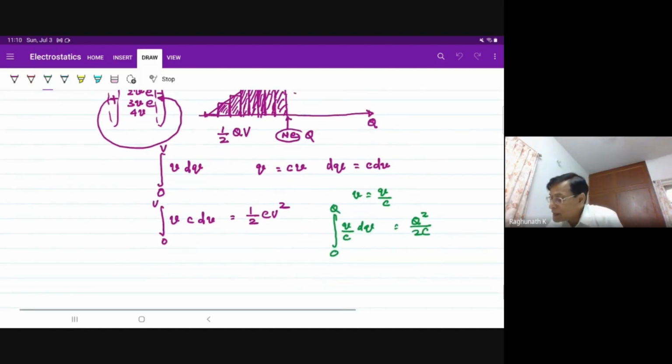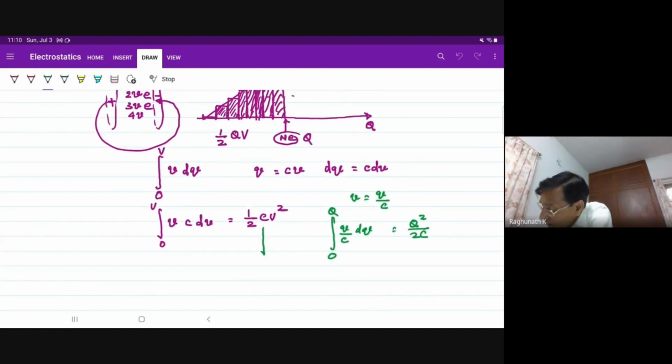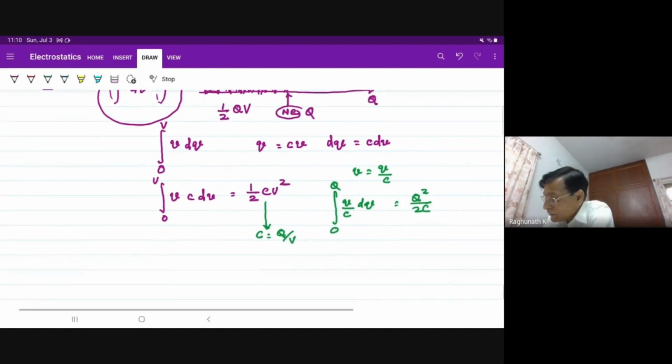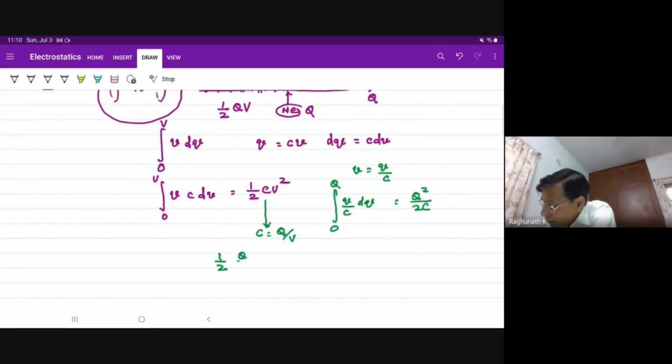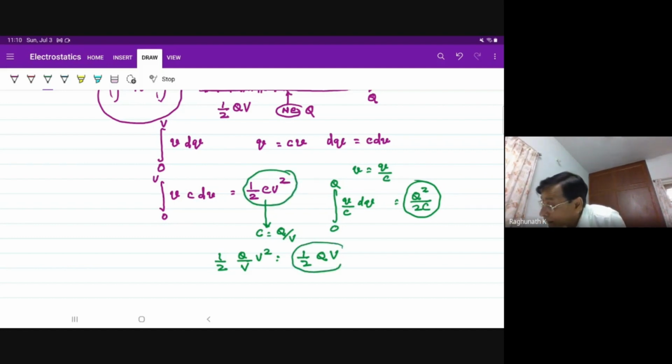Since Q is equal to CV, C is equal to Q by V, half of Q by V into V squared is half QV. I have three different formulae, and we should know all the three formulae. It can be half CV squared, or Q squared by 2C, or half QV.